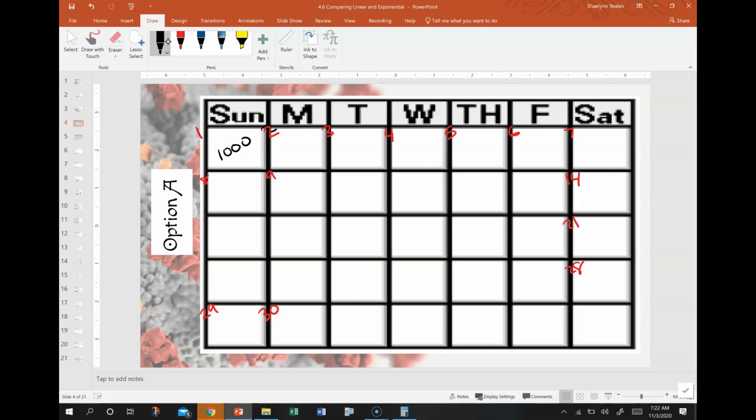Our second day we would have a total of $2,000. Well, actually, let's just put $1,000 each one and we'll keep it all full. So $1,000. Third day we get $1,000, then $1,000. And as you can see, this gets very repetitive. So I'm going to pause the video and fill this in real quick.